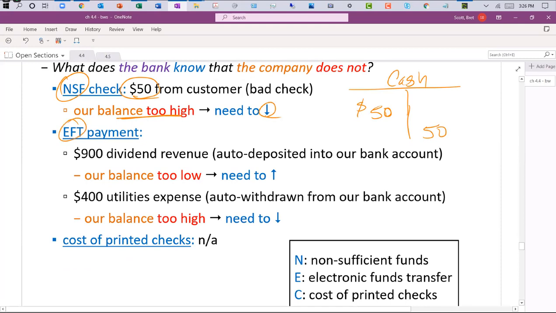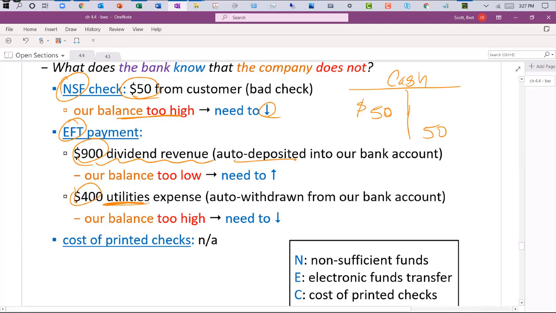EFT payments. Let's say we got our broker to automatically deposit dividend revenue from our investments account. That was auto deposited, so that would be an EFT increase. And let's assume, in this case, utilities, but it could be utilities or insurance. I have my insurance company automatically pull cash out of my checking account. I have my utilities company do the same thing. You can set up a lot of your regular cash payments on a monthly basis with all these different vendors.